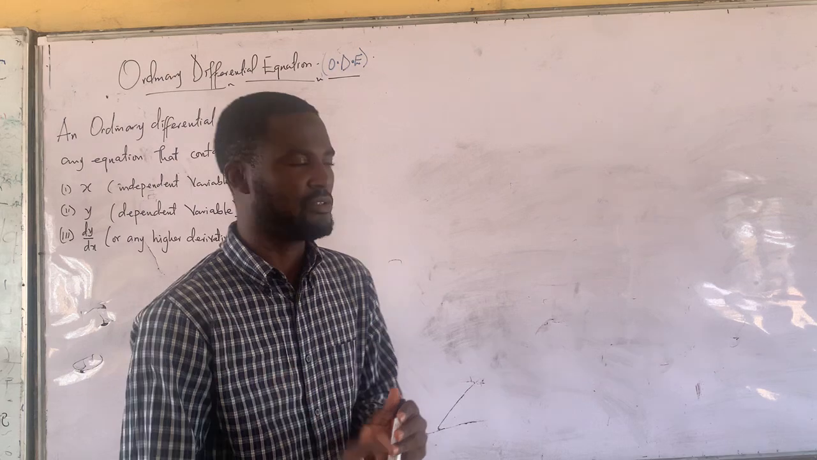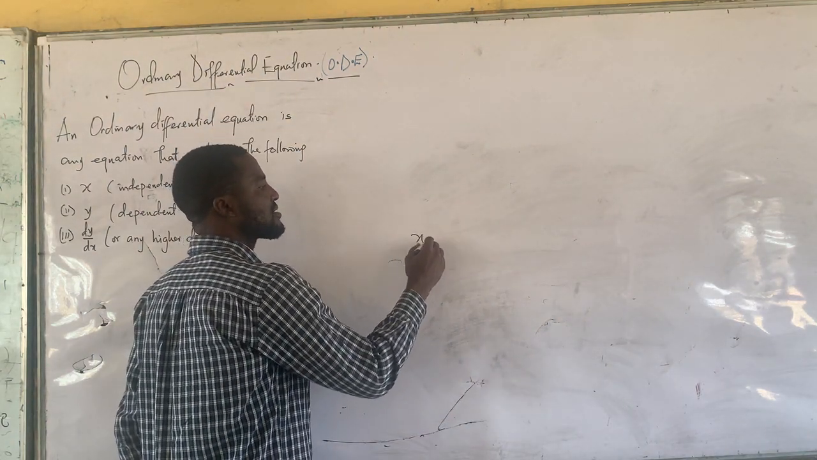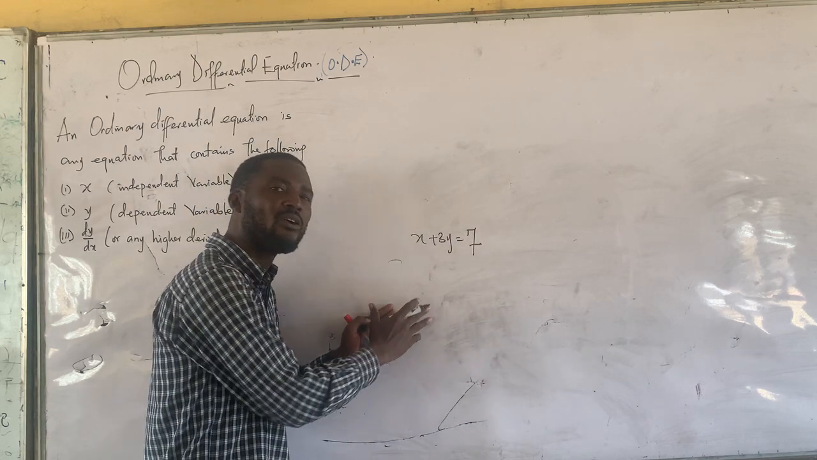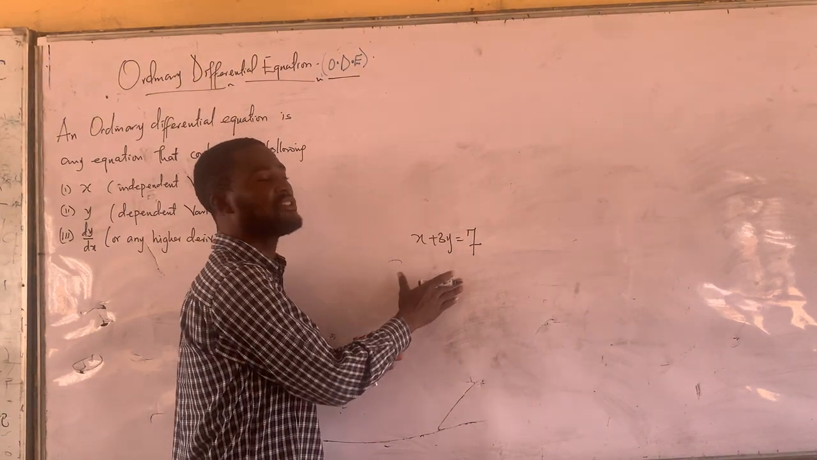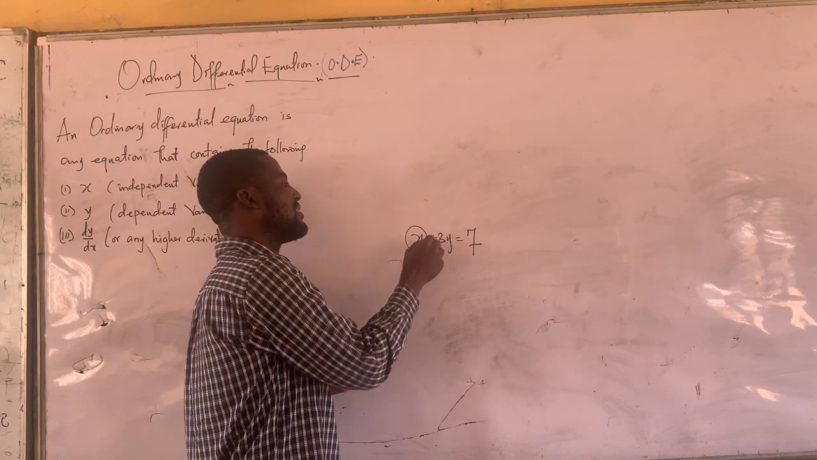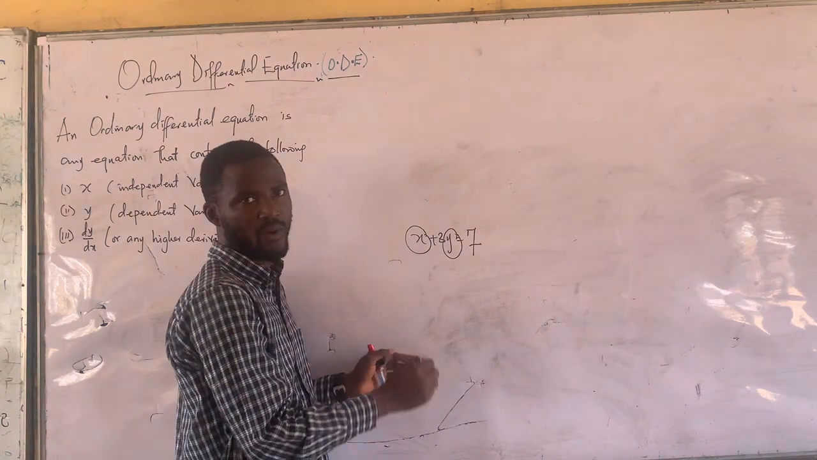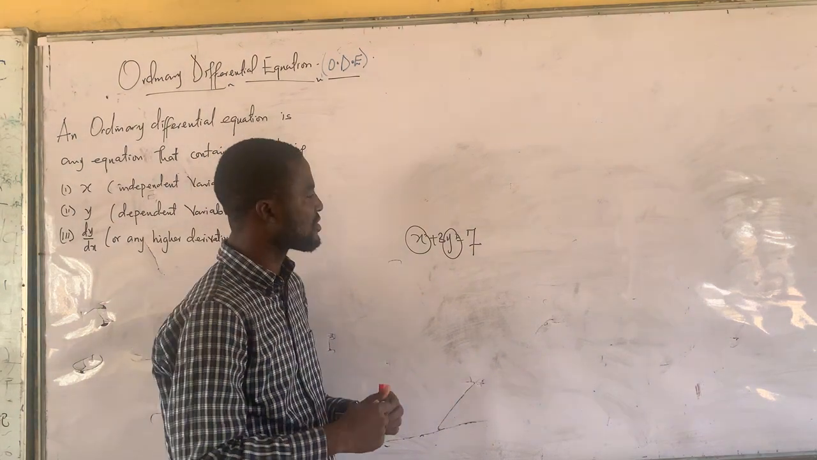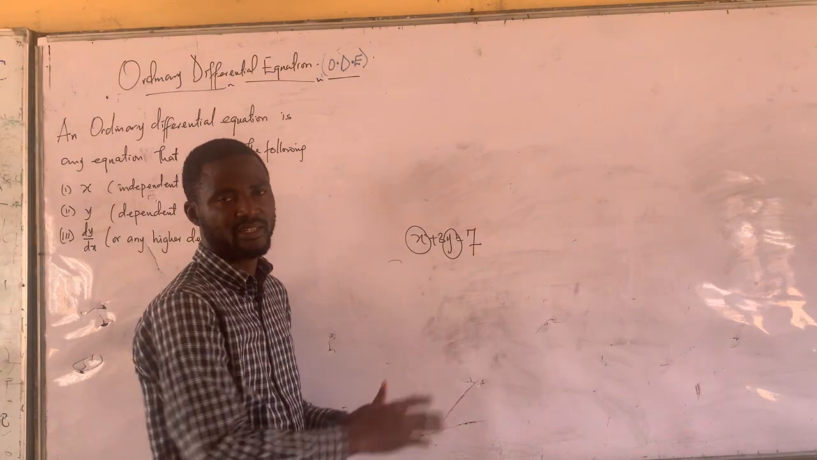Now let me show you better. Suppose you have an equation x plus 3y equals 7. I cannot call this an ODE. The reason I cannot call this an ordinary differential equation is because, yes, truly, it contains an independent variable, x, and a dependent variable, y, but it does not have any derivative here. So because of that, I cannot say this is an ordinary differential equation.